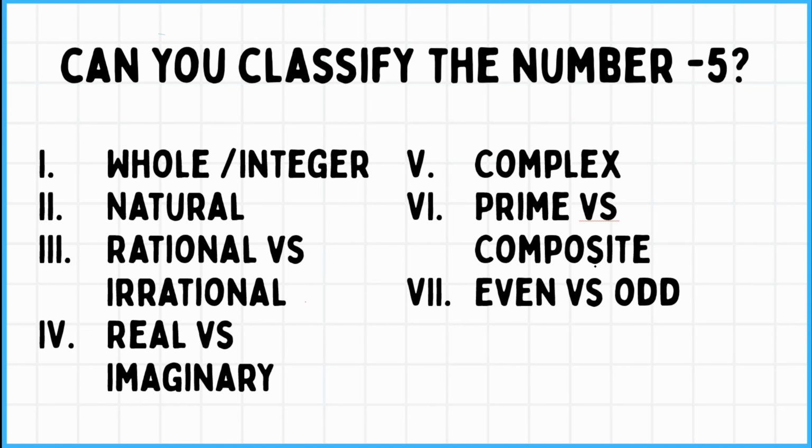Let's now take the time to look at the number -5. This is not a whole number, but it is a negative integer. It's not natural because it's not over 0. It is rational, it's real, it's not complex, it's not prime, it's not composite, and it's odd.